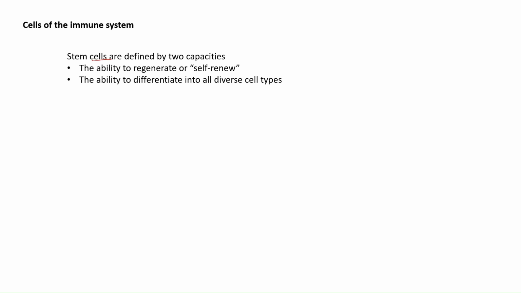Now coming to the cells of the immune system, when we are talking about stem cells, stem cells are defined by two capacities. First, the ability to regenerate, which is known as self-renewal capacity, and the ability to differentiate into all diverse cell types. In the last slide, we saw that stem cells can regenerate themselves, and from stem cells, because these are multipotent, various other cell types are formed.